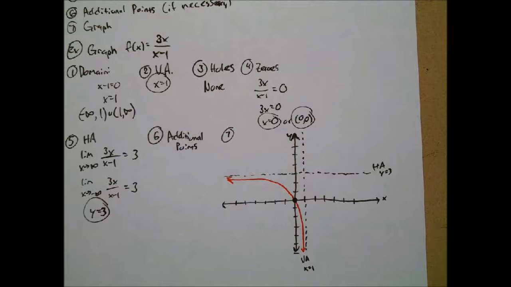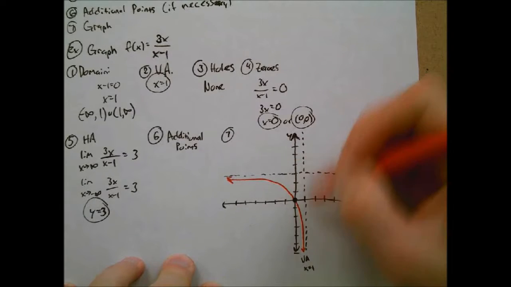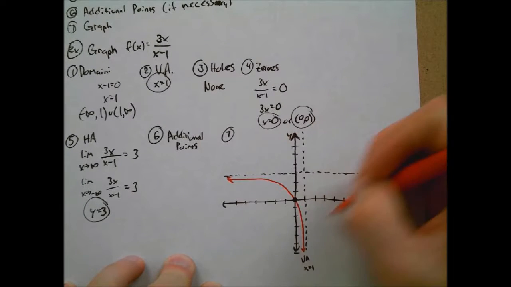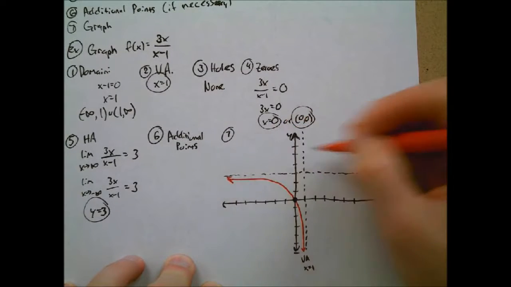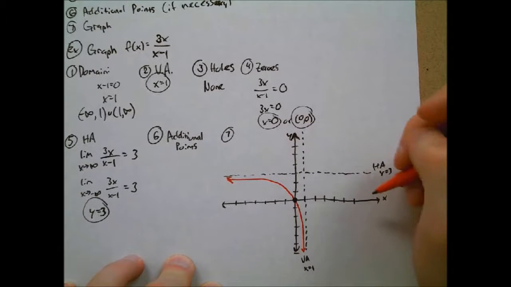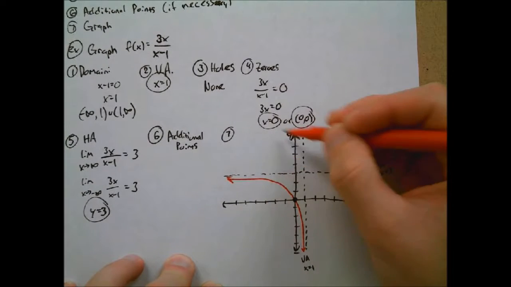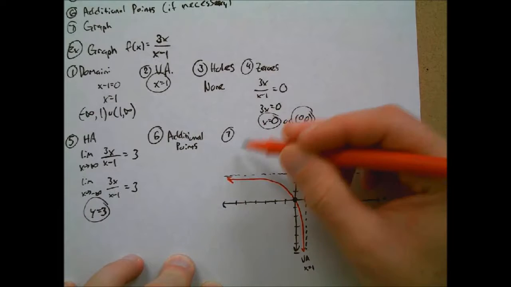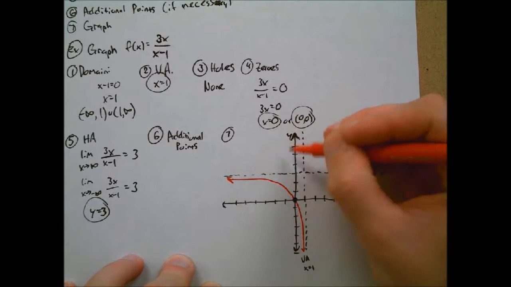Now, is that all of our graph? Is that it? Maybe. We don't know, so we should check. We have our asymptotes here dividing up our graph into 4 sections. We have this section, this section, this section, and this section. Is it going to be possible for us to have more graph in this section of our coordinate plane? Why not?